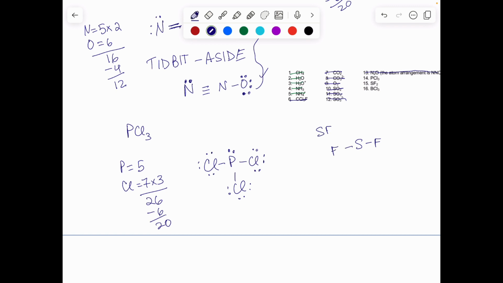SF2. Sulfur has 6, fluorine has 7 times 2. That's 20. I've already added 4. This is looking a little familiar maybe. 2, 4, 6, 8, 10, 12, 14, 16. Actually, I think this is the first time we've seen one like that. There's the SF2 Lewis structure.